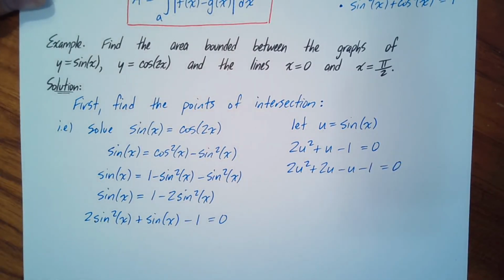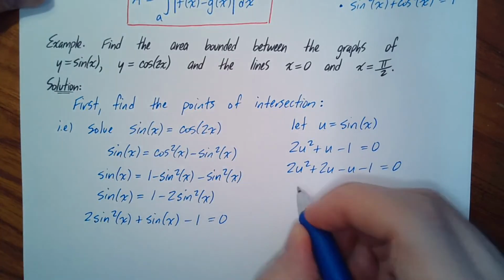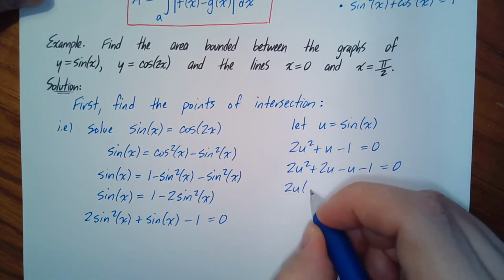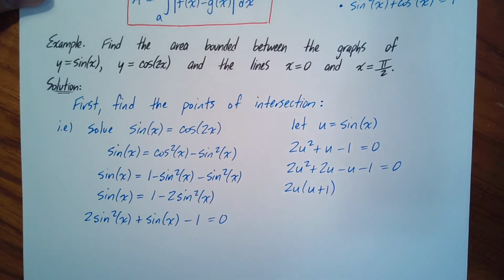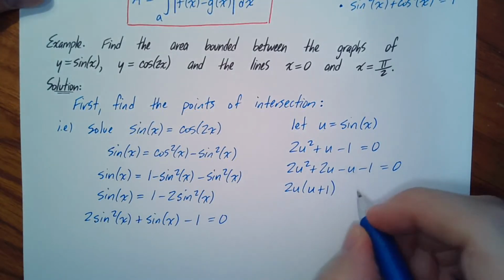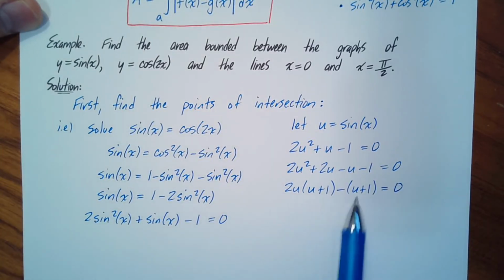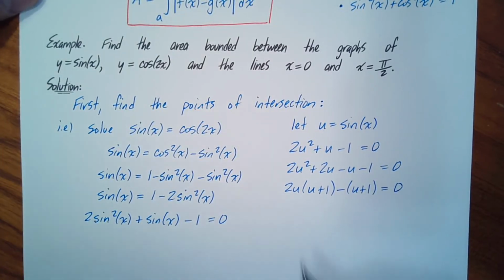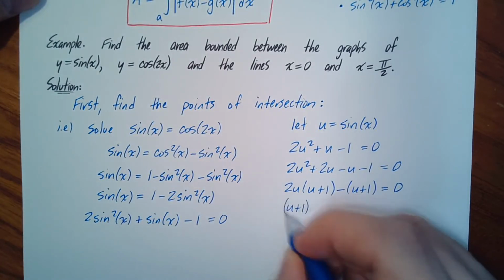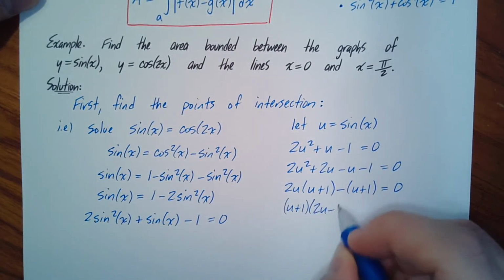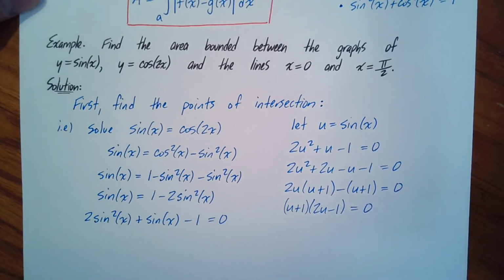minus 1 equals 0. And if I factor out a 2u from the first two terms, I'd have 2u times u plus 1. If you factor out a negative from the second two terms, you'd have negative u plus 1 equals 0. And now you've got two larger terms. You can pull out the common factor of u plus 1, and you'll end up with u plus 1 times 2u minus 1. Okay, great. So that's factored. Now we can get the solutions.